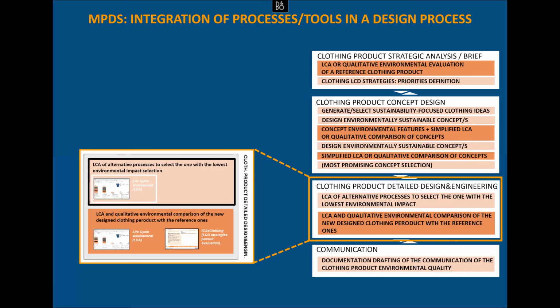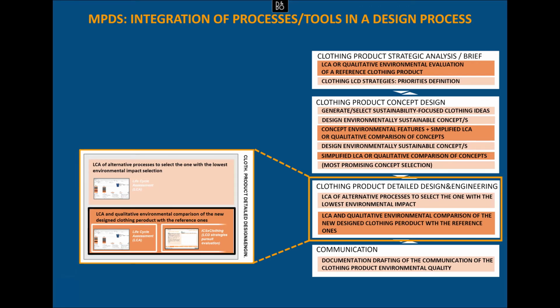Then you go on, and here I'm just saying, when you go on product detailing and engineering, you can use the life cycle assessment to select between one material and another material, one process and another process that can be compared. You can make an assessment. Another type of assessment that you can do, when you have defined all of the detail, is to compare with the existing product. Now you have everything there on the table, drawn.